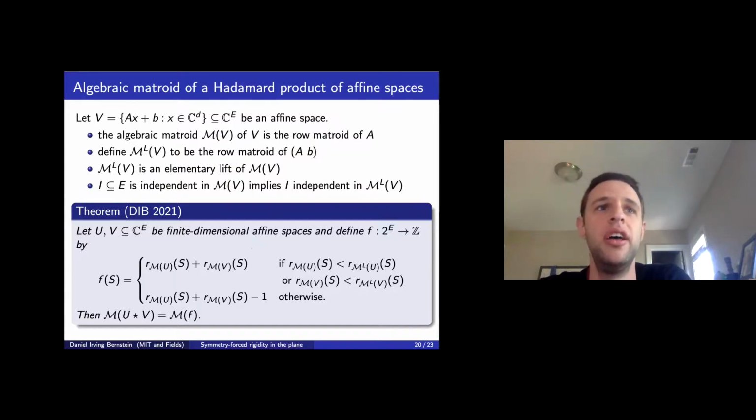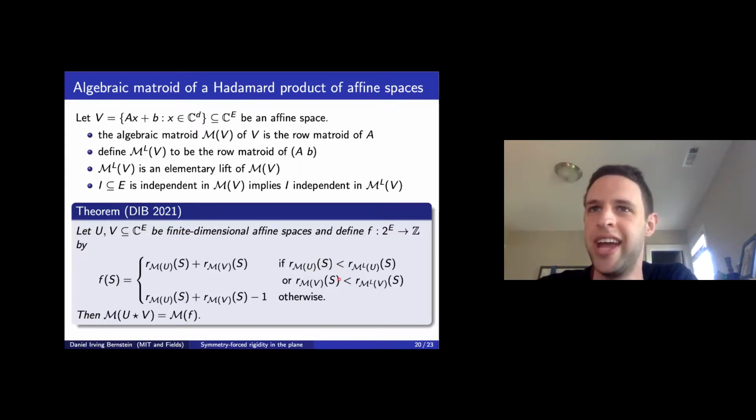Okay, and so with this in mind, I'll let U and V be finite dimensional affine spaces. I have to put that here because E can possibly be an infinite set. I'm going to define this function on the subsets of E as follows. I will say f of S is just the sum of the two ranks of S in each of those two matroids, or if the rank increases in the lift in either of those two affine spaces. So yeah, U and V are both affine spaces.